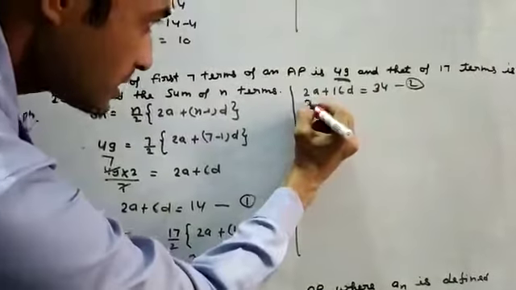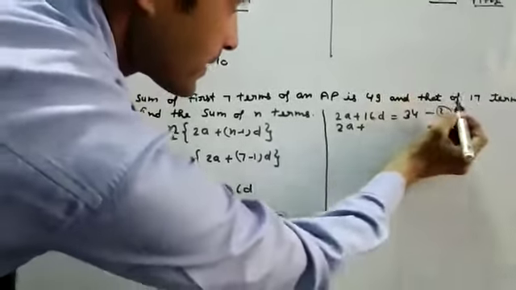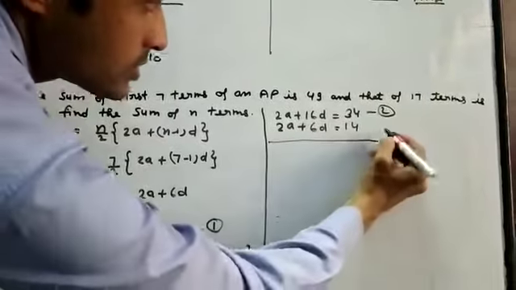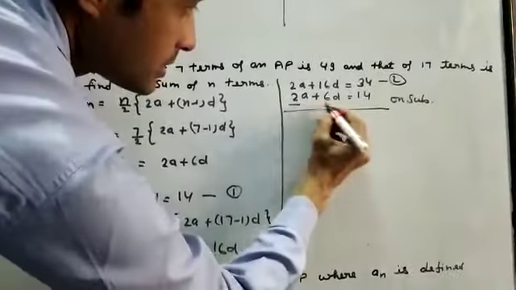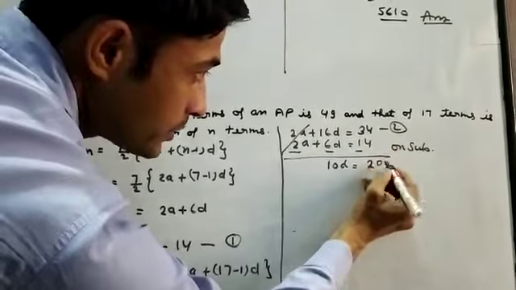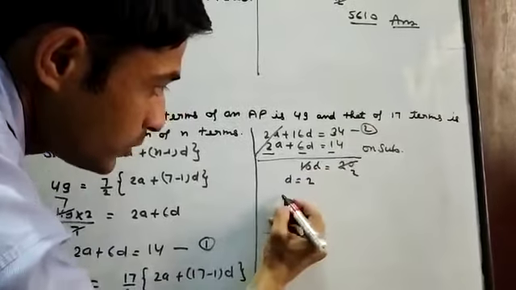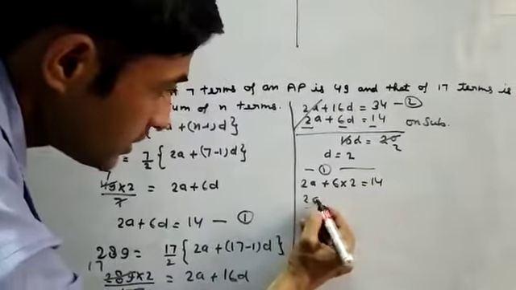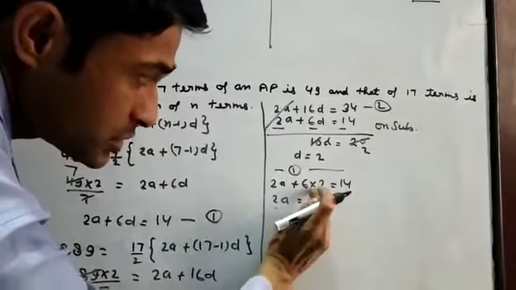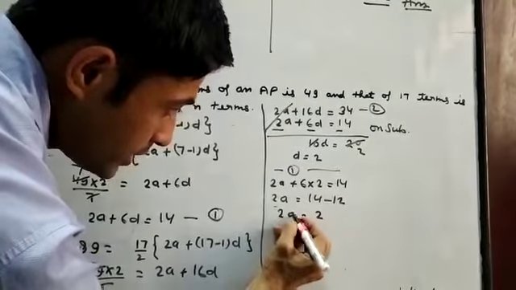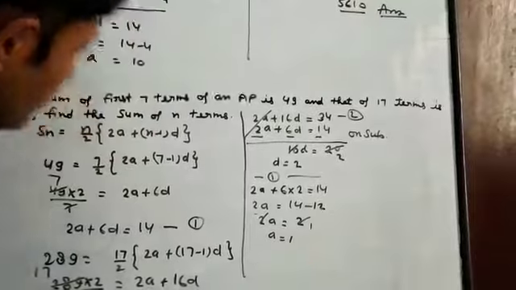Your equation first is 2a plus 6d is equal to 14. Now on subtracting, same process. 16 minus 6, 10d is equal to 20. D equal to 2. Putting the value of D in equation 1. 2a plus 6 into 2 is equal to 14. 2a is equal to 14 minus 12. Here 12 is positive, this I bring to the other side as negative. 2a is equal to 2, a equal to 1.